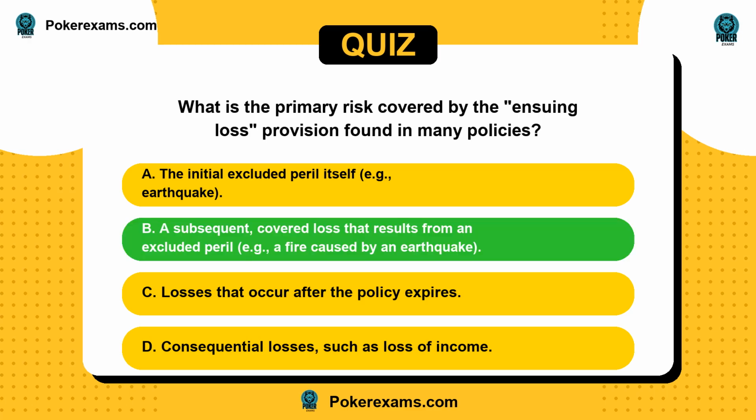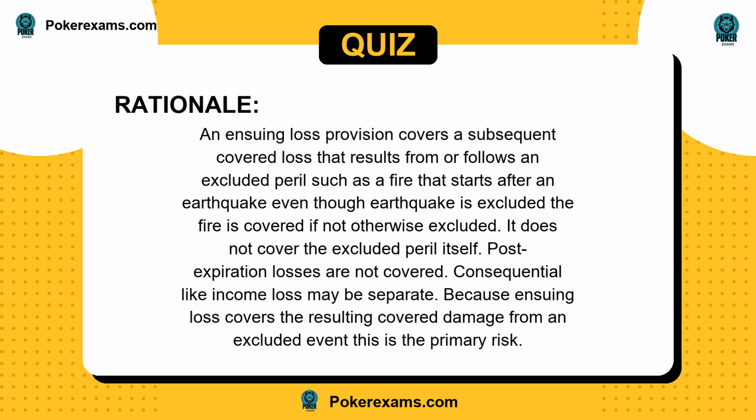The answer is B. An ensuing loss provision covers a subsequent covered loss that results from or follows an excluded peril, such as a fire that starts after an earthquake. Even though earthquake is excluded, the fire is covered if not otherwise excluded. It does not cover the excluded peril itself. Post-expiration losses are not covered. Consequential, like income loss, may be separate. Because ensuing loss covers the resulting covered damage from an excluded event, this is the primary risk.